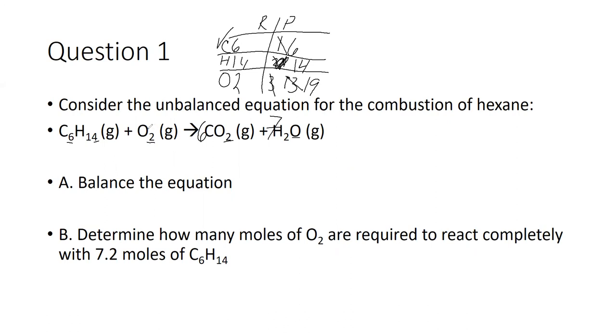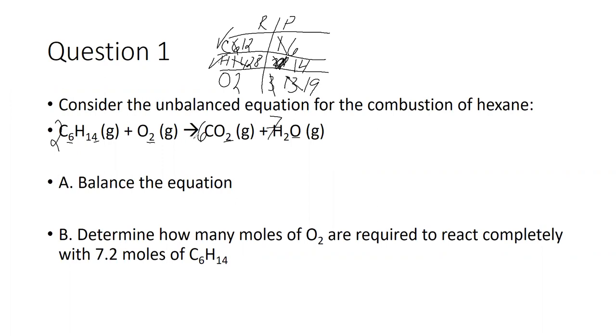There's no way to get 19 oxygens on the left. So what you have to do when you run into this situation is unbalance something you've already balanced. What I did here is I took this C6H12 and said I have 2 of these molecules instead of 1. When I do that, my carbons go to 12, my hydrogens go to 28 on the left-hand side. The whole reason I did that is because I ran into the situation where oxygen could never be balanced. So just be aware when balancing equations, if you run into an impossible situation like this, just unbalance something and see if you can work it out from there.